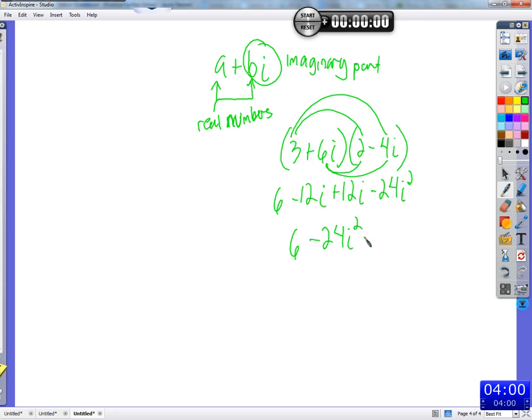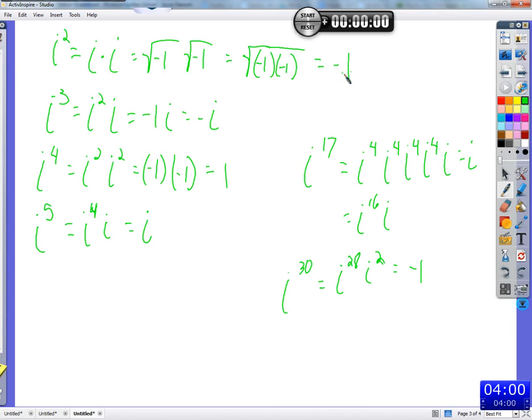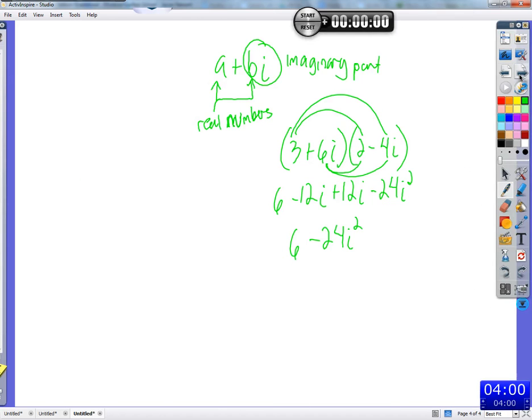Can we simplify this somehow? Yeah. Oh, i squared is negative 1. If we go back to our notes here, i squared is negative 1. So it's just 24 times negative 1, negative 24 times negative 1. So it's just 24.